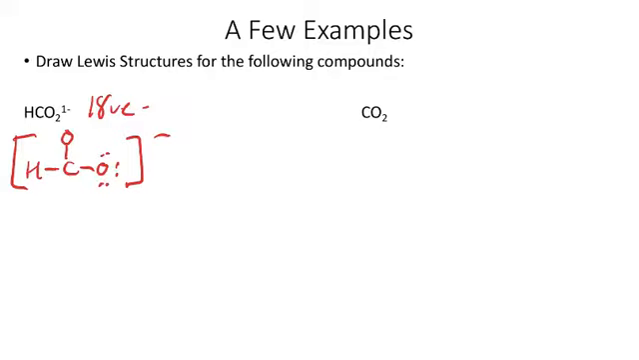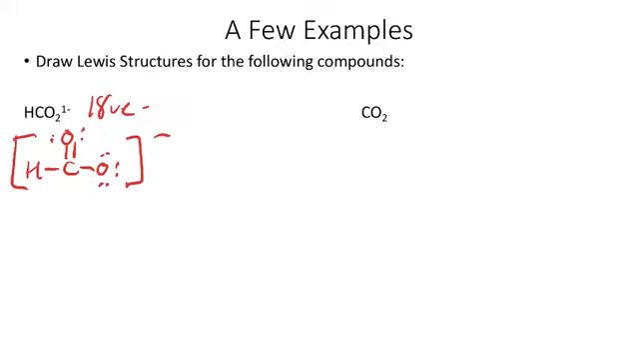So instead of putting all 6 of those electrons around oxygen on the top, I'm going to form a double bond and then put the remaining 4 electrons around oxygen. That gives everything in the structure an octet or duet and uses 18 valence electrons.